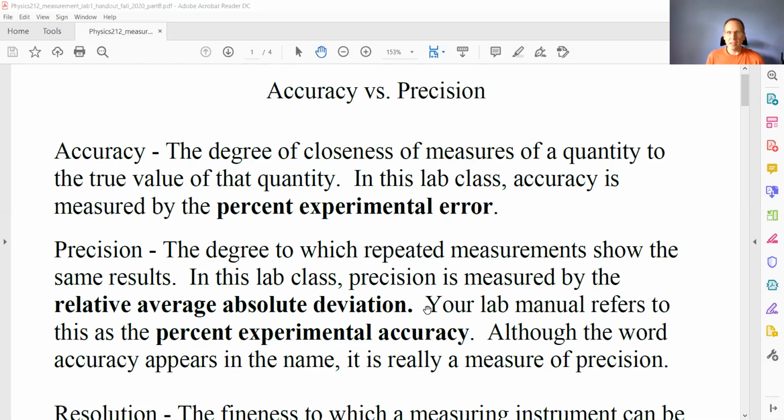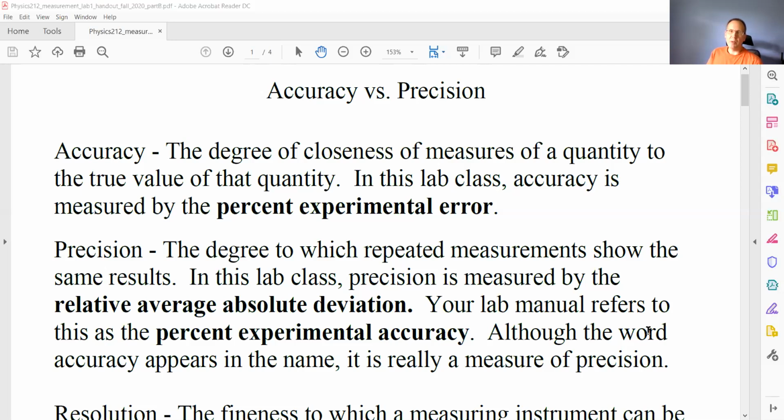Now, precision is the degree to which repeated measurements show the same results. So in some ways, it's sort of a measure of the variability. Like if you take 5 measurements or 10 measurements, right? They're not necessarily going to all be the same. There's going to be some variability, and we want to measure that variability. That's what the precision tells you. Now in this class, we're going to measure the precision by using something called the relative average absolute deviation. Okay, and again, I will describe how to do this. We'll go through a couple of examples of this.